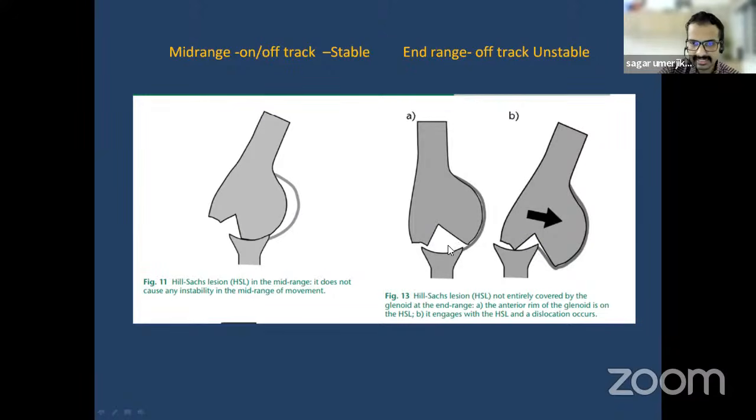So here you can see the Hill-Sachs lesion is getting engaged with the glenoid here. So that is when it gets dislocated. This is the capsulolabral structure which is getting stretched. Even though it's repaired, it can get stretched and get off the glenoid. So this is called an engaging Hill-Sachs lesion.